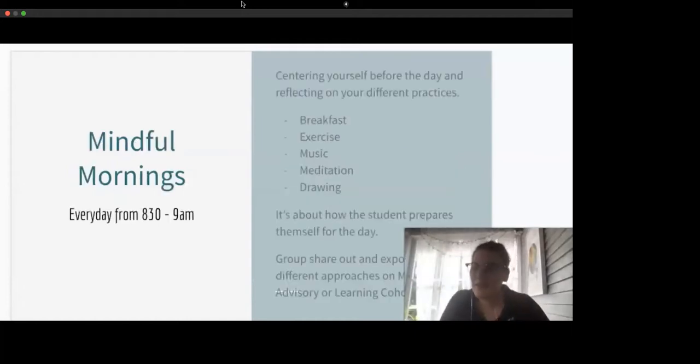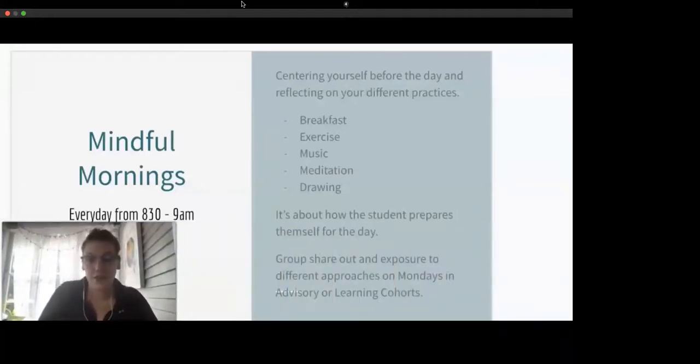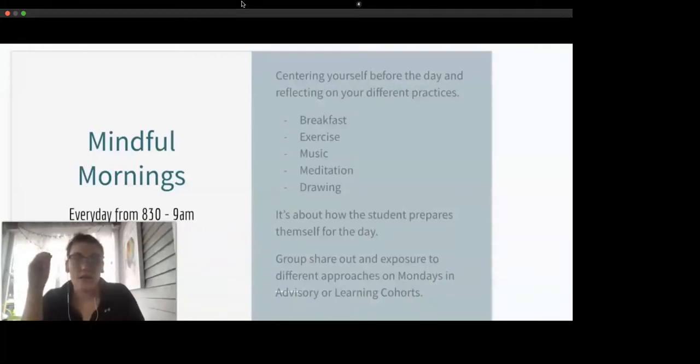And we also have mindful mornings every single day from 8:30 to 9 a.m. So our day starts at 8:30 and it's a centering practice before the day. So we bring a different practice every Monday to students. The other day they listened to Cloud Cult, and that band shared what music means to them and how they center it to them.